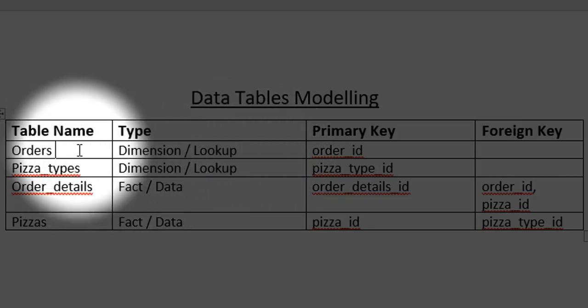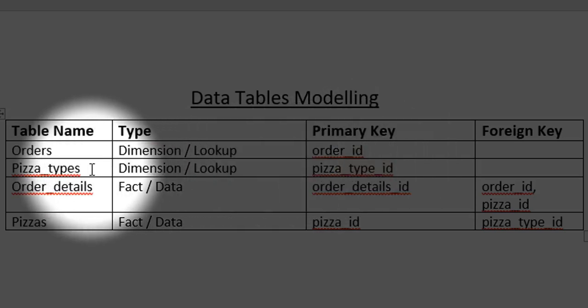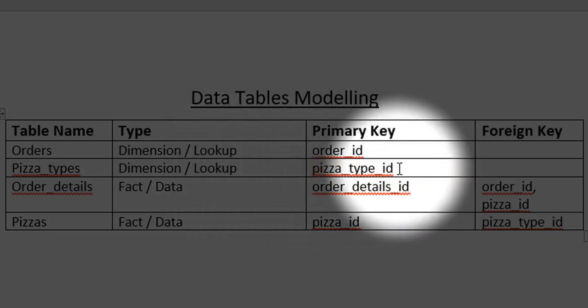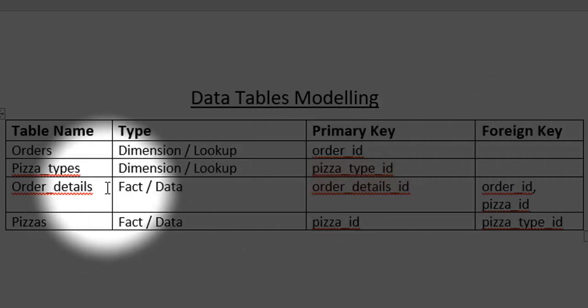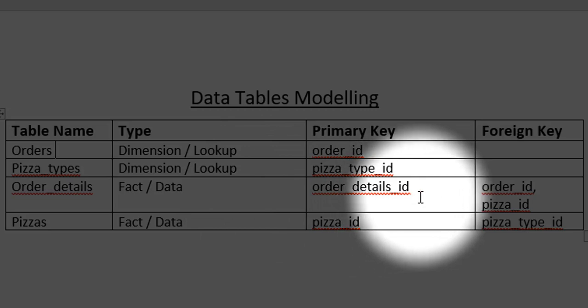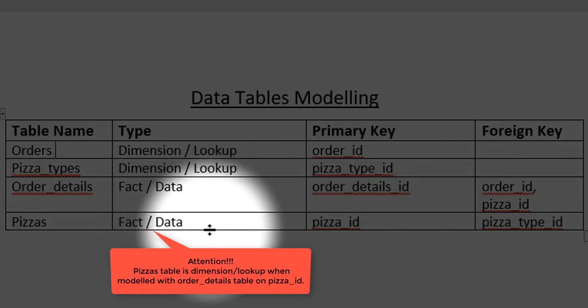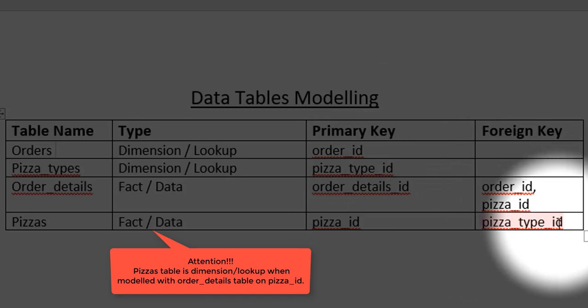So the orders table is a dimensional lookup table, and it contains just one key, which is the order ID field. The pizza types is a dimension as well, and it contains pizza type ID as the primary key. There are no foreign keys in the dimension tables. And then the order details is a fact or data table, and we have the primary key, the order details ID, and two foreign keys, the order ID and the pizza ID. And the last table here, the pizzas table, is a fact table, with the primary key being the pizza ID and the foreign key being the pizza type ID.